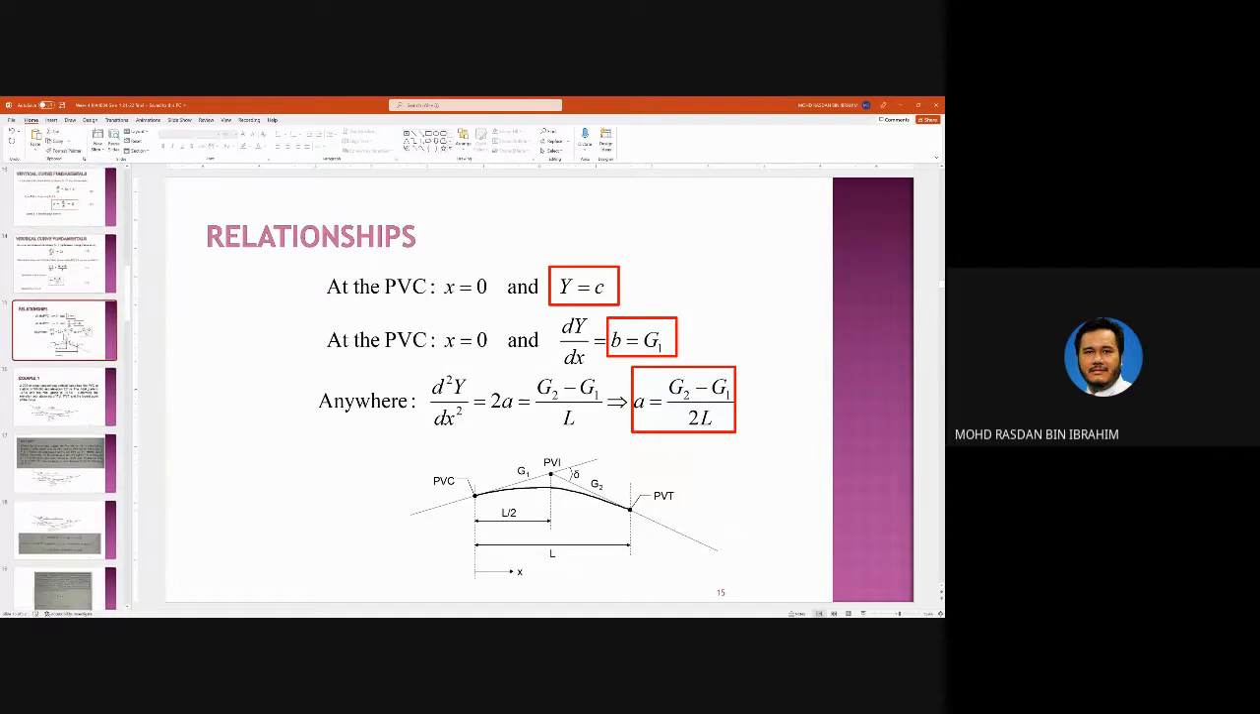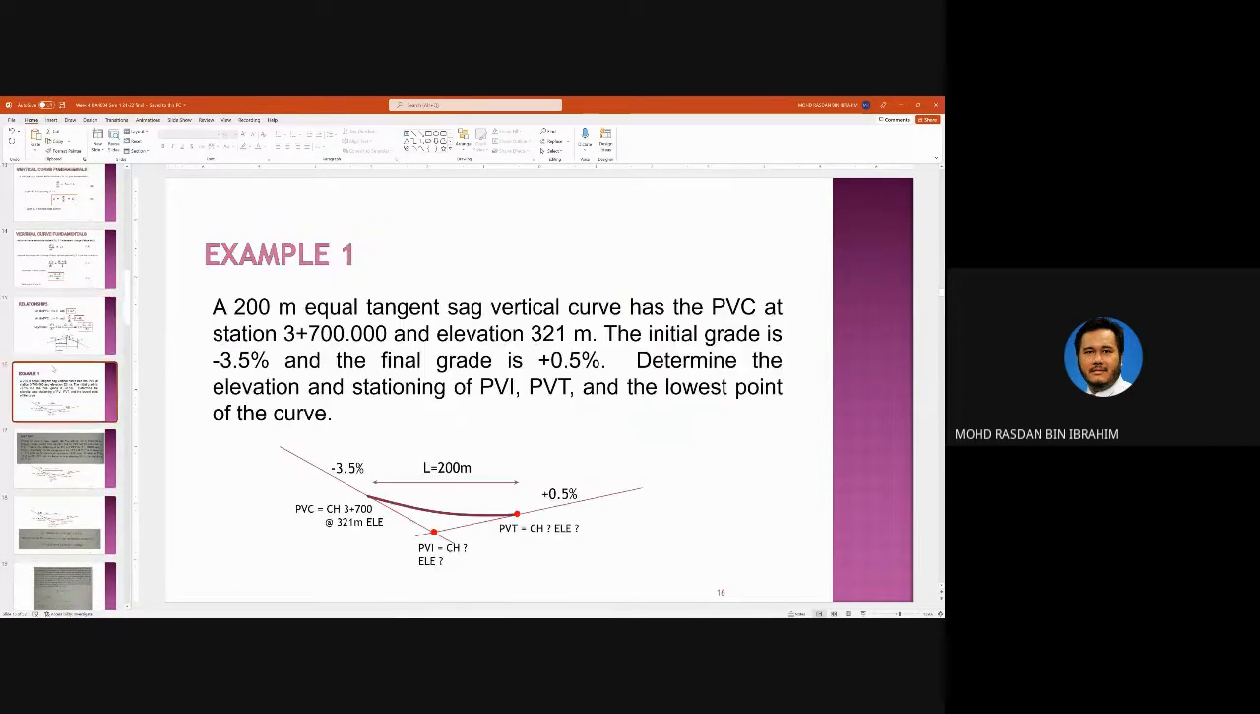Okay. So example 1. So you have a 200 meter equal tangent. Equal tangent meaning that the PVI will always be in the middle between PVC and PVT.